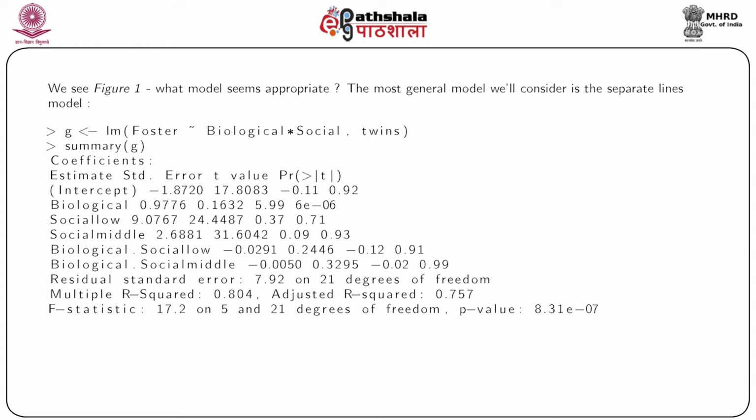So let us fit the regression line g equals lm, which is the linear model fit for regression, foster tilde biological times social, based on the dataset twins. This means, if you recall, this particular syntax tells R that it has to fit the foster child's IQ based on the biological parents' reared child's IQ and their social status, as well as the interaction between the social class of the biological parent and the IQ of the person reared by the biological parents. So now we look at the coefficients from the summary of the above fitted linear model.